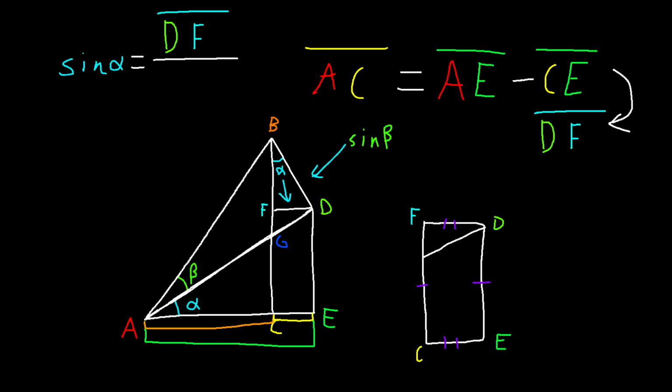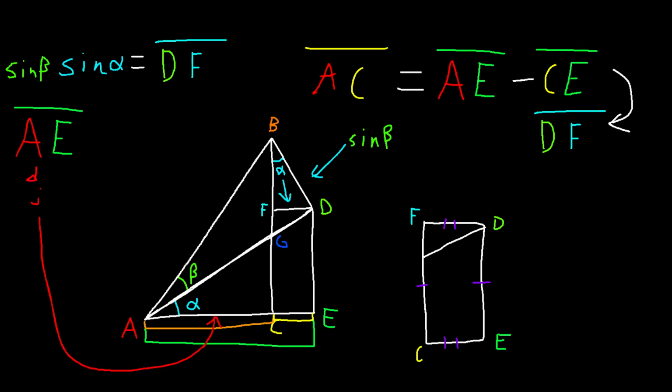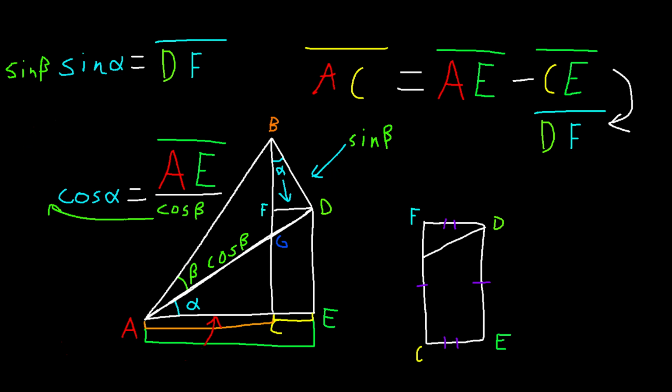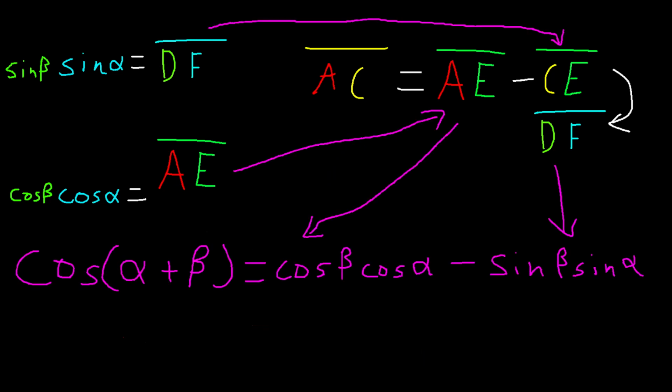The sine of alpha is DF over the sine of beta. In terms of DF, this is sine of alpha times sine of beta. AE is the adjacent of angle alpha, so cosine of alpha is equal to AE over cosine of beta, or AE equals cosine of alpha times cosine of beta. Here's our formula.